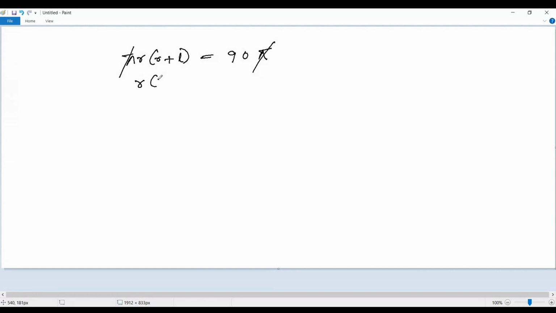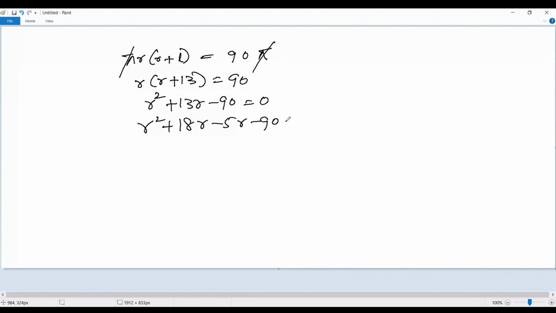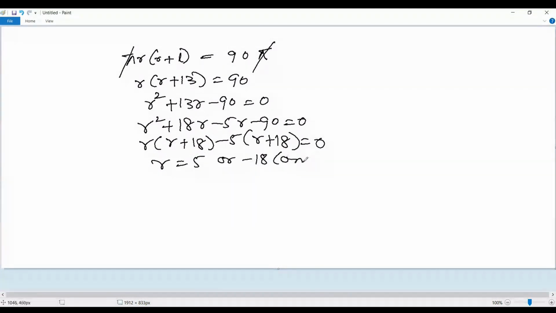r into (r plus 13) equal to 90. So r squared plus 13r minus 90 equal to 0. r squared plus 18r minus 5r minus 90 equal to 0. r into (r plus 18) minus 5 into (r plus 18) equal to 0. So r equal to 5 or r equal to minus 18; omit it, because radius cannot be negative. So the radius is 5. We have to find the volume.